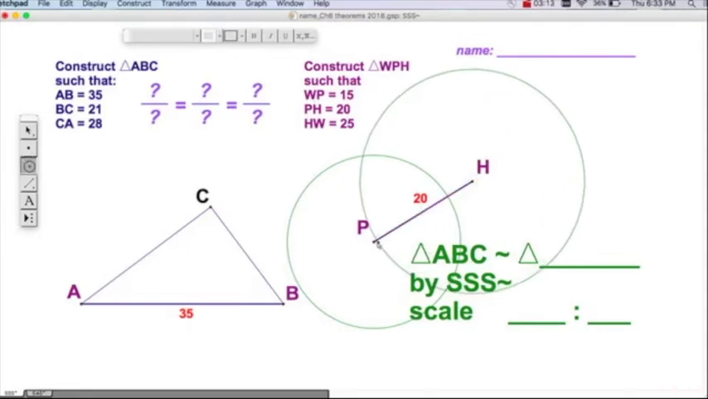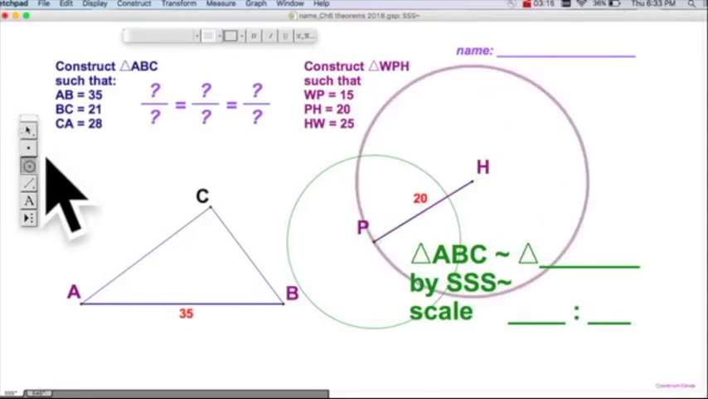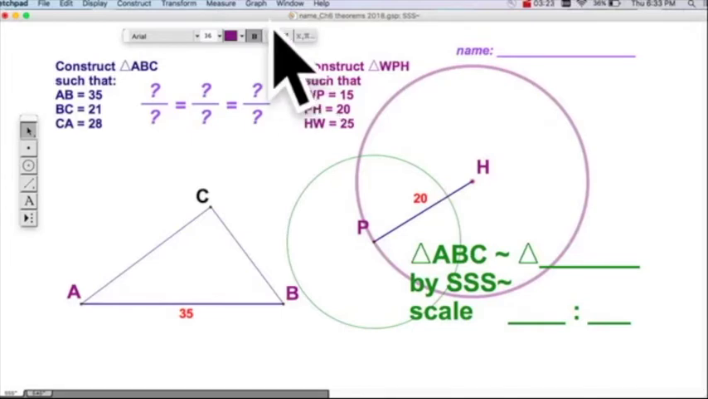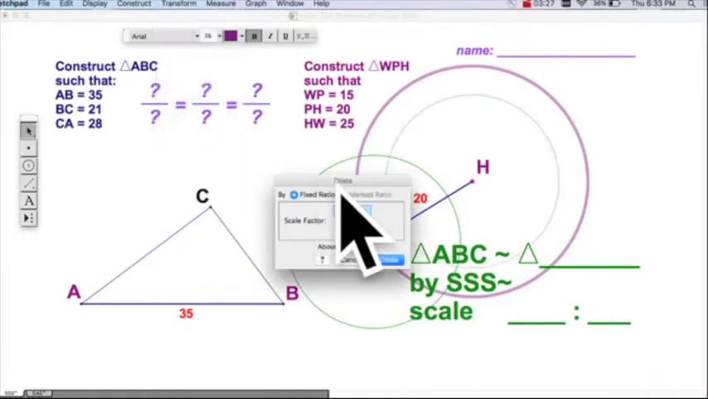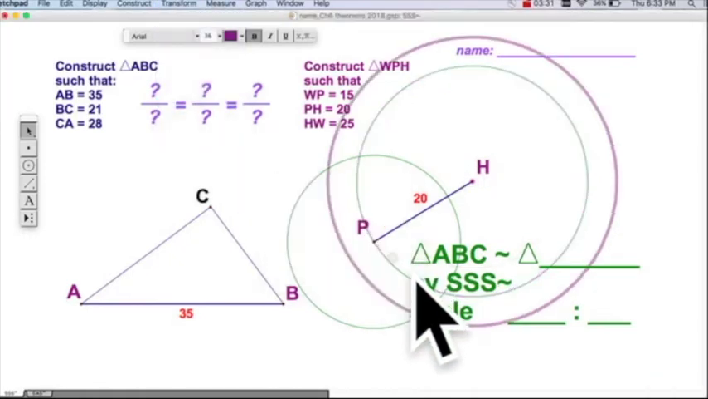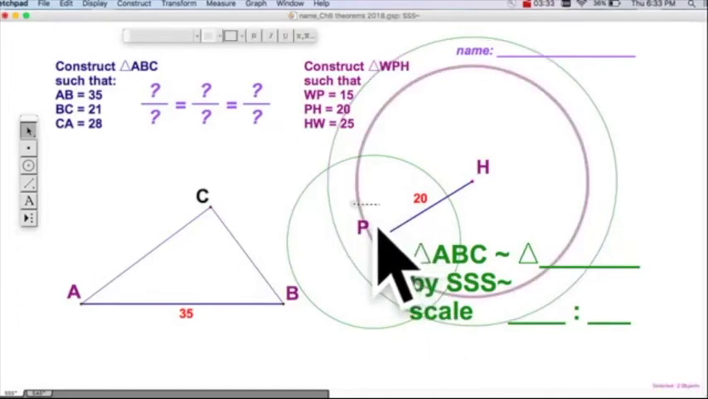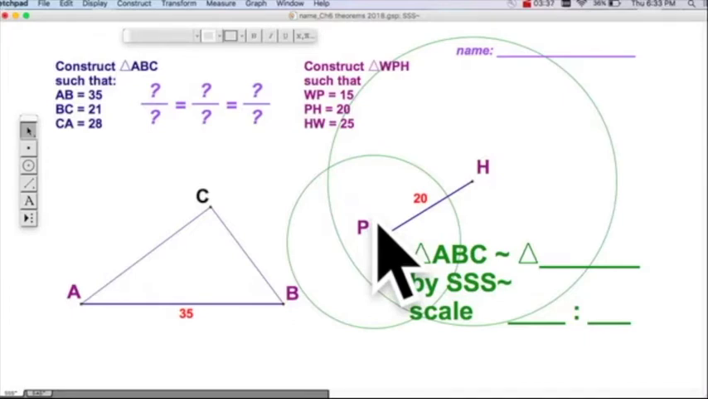From H, snap to P, snap. And I'm going to double click here. I'm going to dilate this one. Now watch what happens here. HW is 25. Okay. Dilate, and as you'd expect, 25 to 20, the circle actually gets bigger. So, hide the original circle that's not dilated, and there you go.